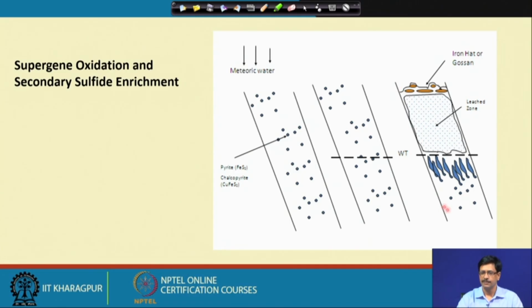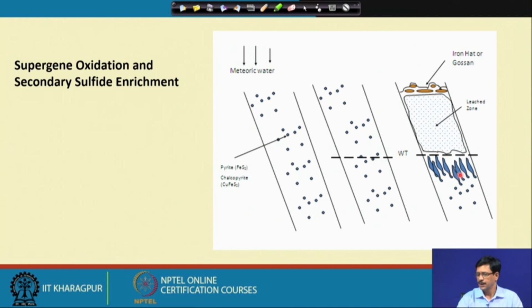So, in terms of the process, the result is that below the water table we get a zone which we call the secondary sulfide enrichment zone, in which the primary sulfides of the ore like chalcopyrite, galena or sphalerite are replaced by their secondary sulfides.